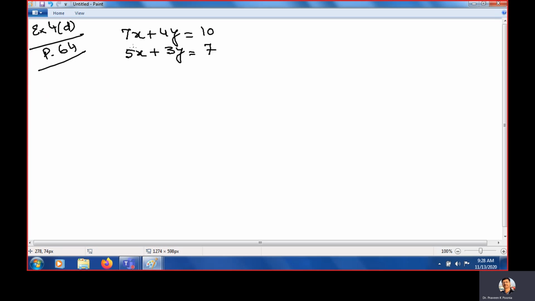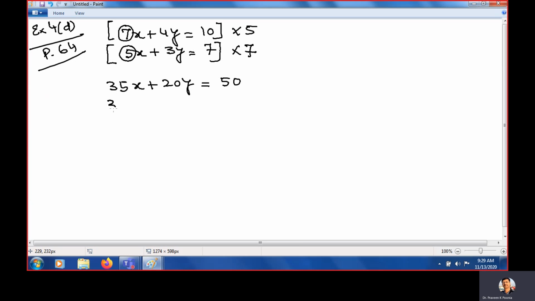So how to eliminate x? Here it is written 5, so multiply 5 in equation 1. Here it is 7, so multiply by 7. Sorry, 5 means everywhere. 5 times 7 is how much? 35x plus 5 times 4, it is 20y, is equal to 5 times 10, it is 50. Now multiply by 7 here. 7 times 5 is 35, plus 7 times 3 is 21, equals 7 times 7 is 49.